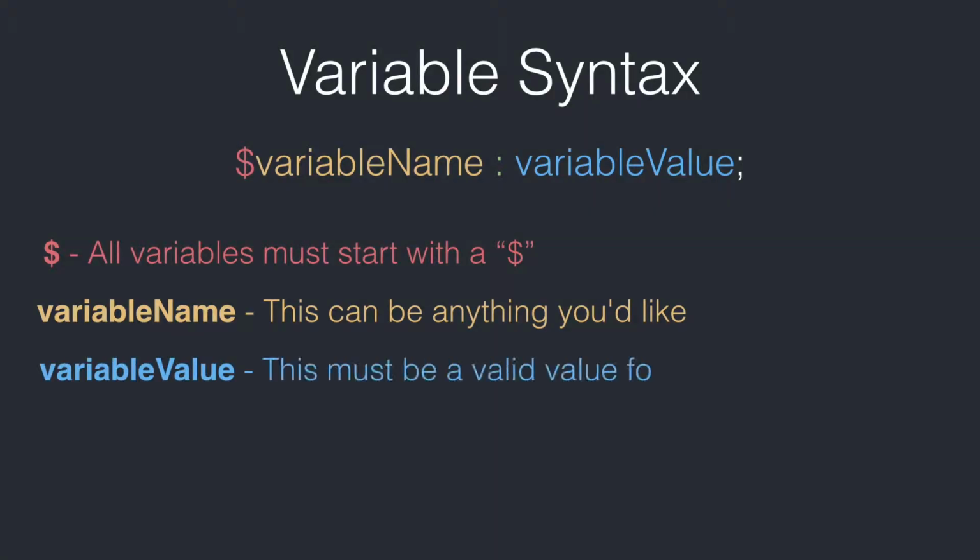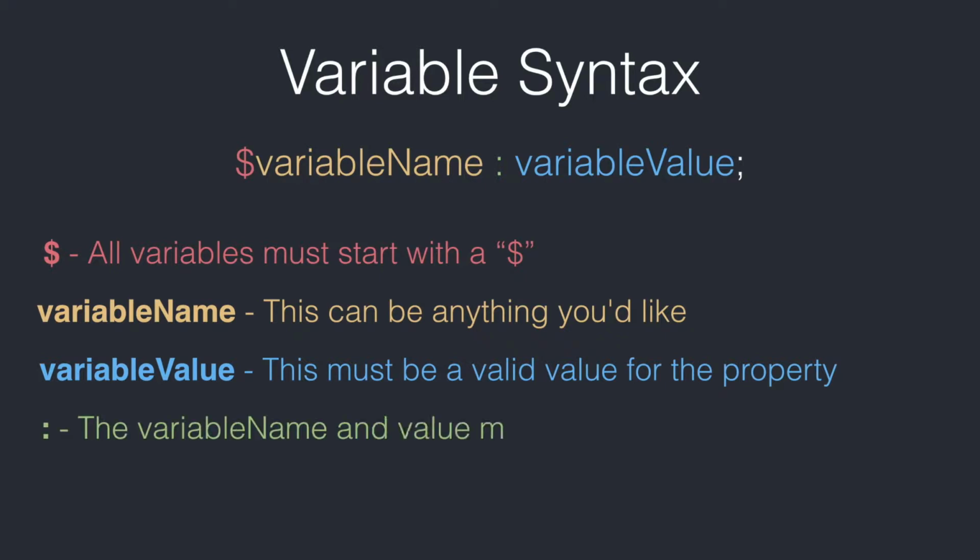The variable value is what you want Sass to replace every call to that variable with. So if you have a variable called background color home page, the variable value needs to be a valid color. Because if you set it to 20 pixels, and you call it when setting the background color of your home page, the CSS will compile to be background color 20 pixels, which doesn't make sense and you'll get an error.